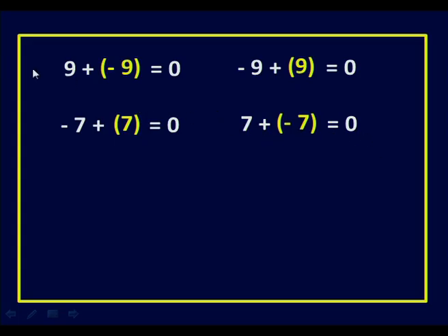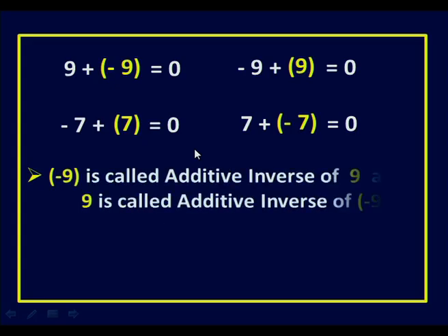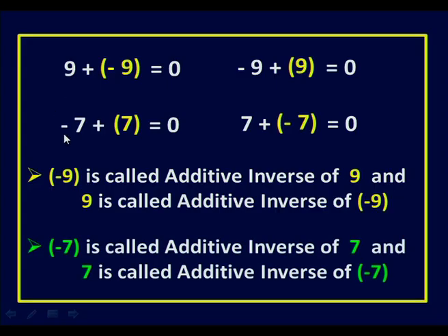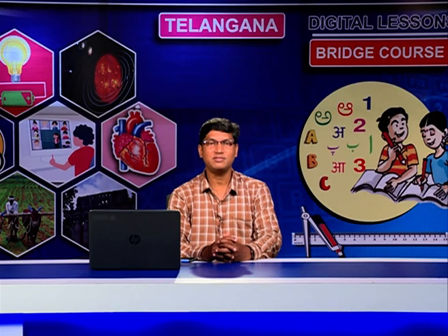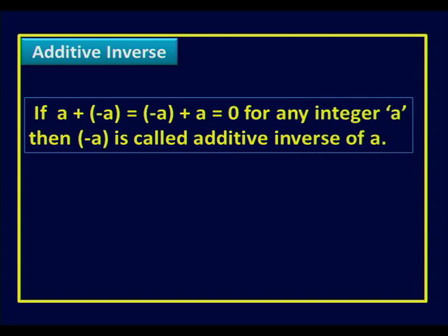So, here, children, if you notice, when we are adding these two numbers, we are always getting the resultant as 0, is it not? So, here this minus 9 is called the additive inverse of 9. Similarly, 9 is called additive inverse of minus 9. Likewise, I can say minus 7 is additive inverse of plus 7 and plus 7 is additive inverse of minus 7. So, children, let us see what actually additive inverse states. If a plus of minus a is equal to minus a plus a, that is equal to 0 for any integer a, then minus a is called additive inverse of a.